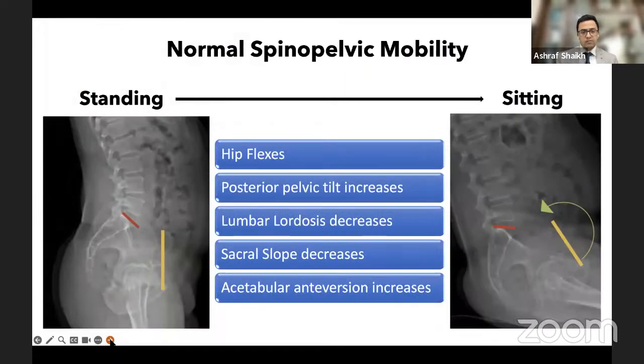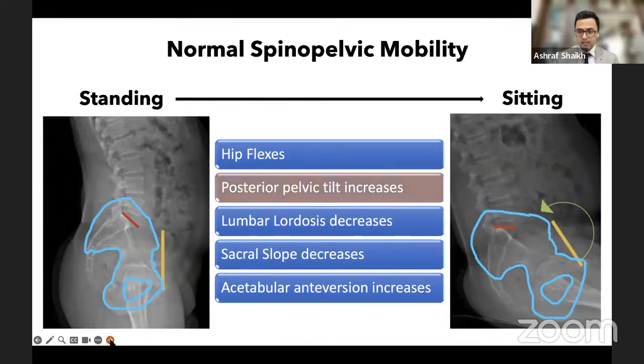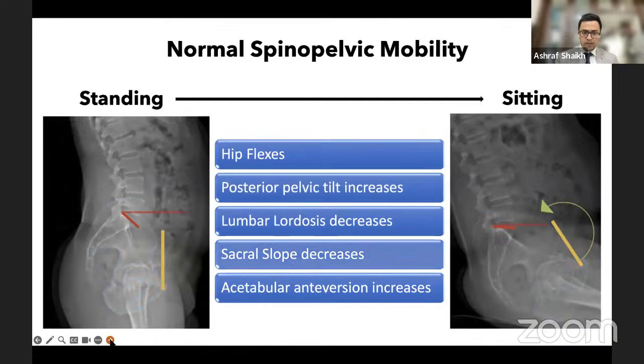So normally, when we're shifting from a standing to a sitting position, the hip flexes, then there is a posterior pelvic tilt. So posterior pelvic tilt increases, as we can see on the X-ray. Lumbar lordosis decreases. The sacral slope, which is the angle between the upper end of the sacral end plate and the horizontal line, also decreases. And since the hip is flexing, to accommodate the proximal femur, the acetabulum and the pelvis open up, and this is known as biological opening of the acetabulum, which increases the anteversion as well as inclination of the acetabulum.